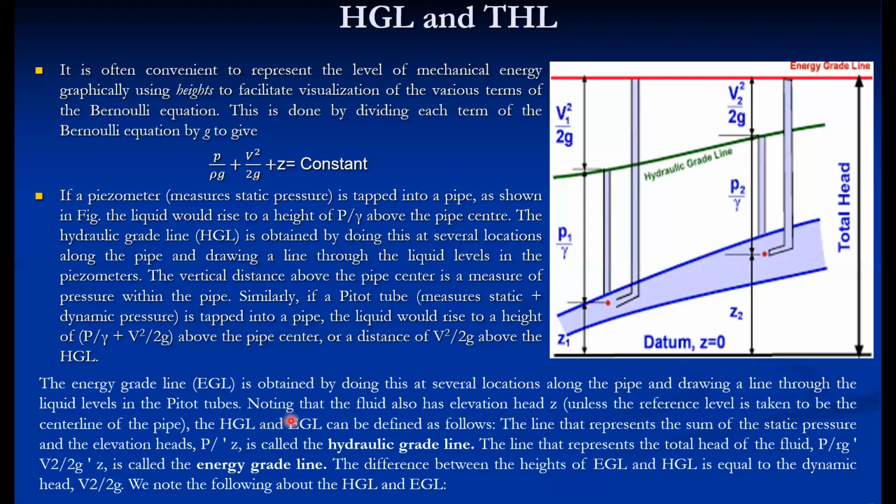Noting that the fluid also has elevation Z, unless the reference level is taken to be the center line of the pipe, the HGL and EGL can be defined as follows. The line that represents the sum of static head and elevation head is called the hydraulic gradient line. So this is the definition. And the line that represents the total head of the fluid, that is P by rho g plus V square by 2g plus potential head as well, is called the energy gradient line.